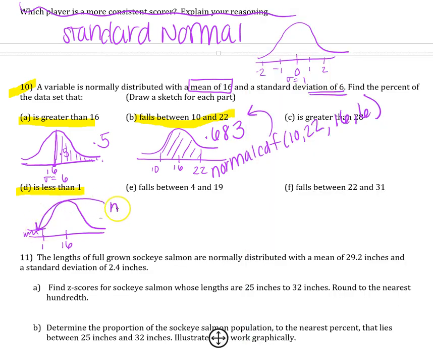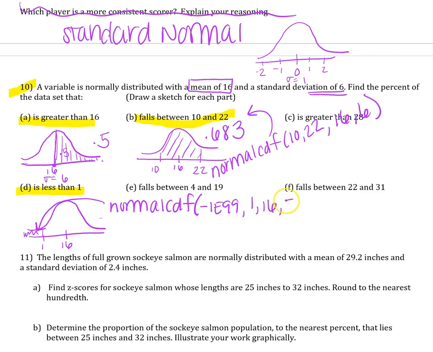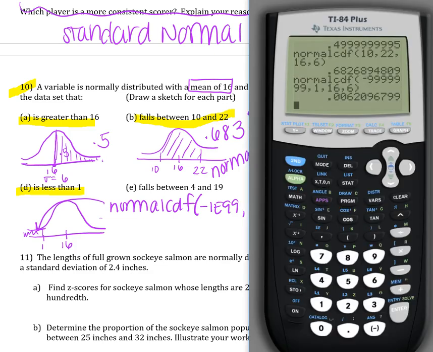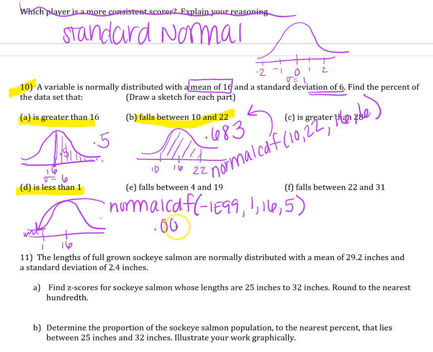So what I'd write on my paper is normal CDF. You could really either write negative 9999999, or I usually write negative 1E99. That's my code for negative infinity in the calculator. Upper bound is 1. Mean, standard deviation, and 0.006. So the probability of selecting a score and having it be less than 1 is less than 1%. It's not happening often at all. The probability of it occurring is small. And that's your work with normal CDF.